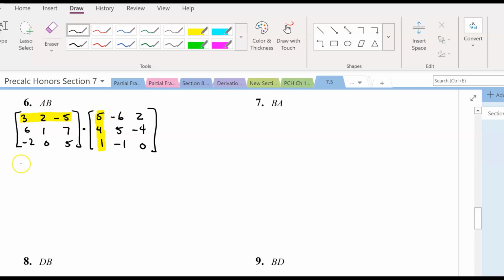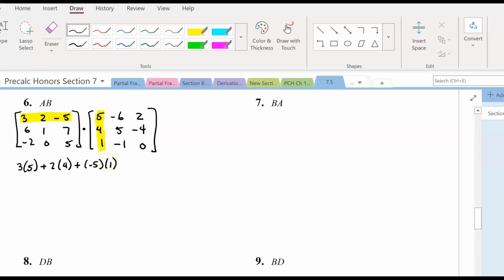So I'm going to do 3 times 5, and then I'm going to add. Now I take the next entry, which is a 2, and the next entry in that first column, and multiply those. So 2 times 4 plus, and then the third entry in that first row is negative 5, so I'm going to do negative 5 times 1. This is just the first entry, first row, first column in my new matrix.